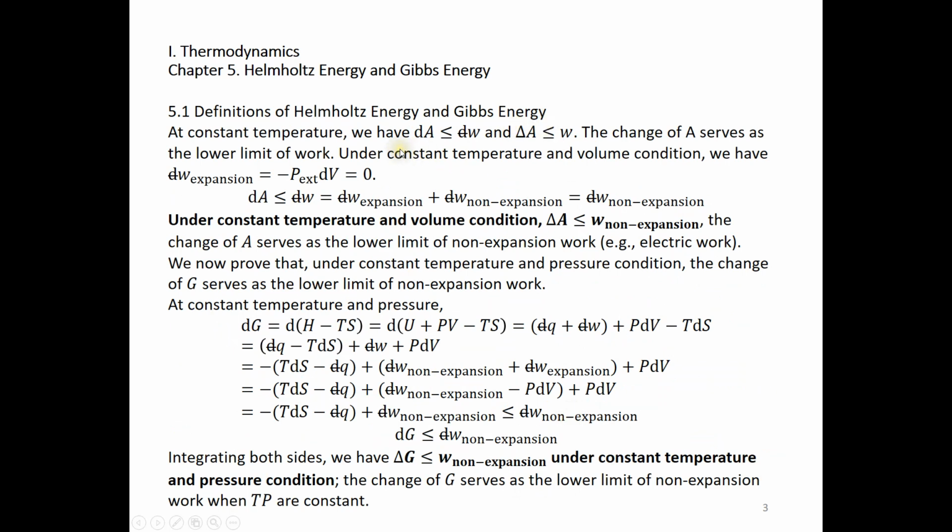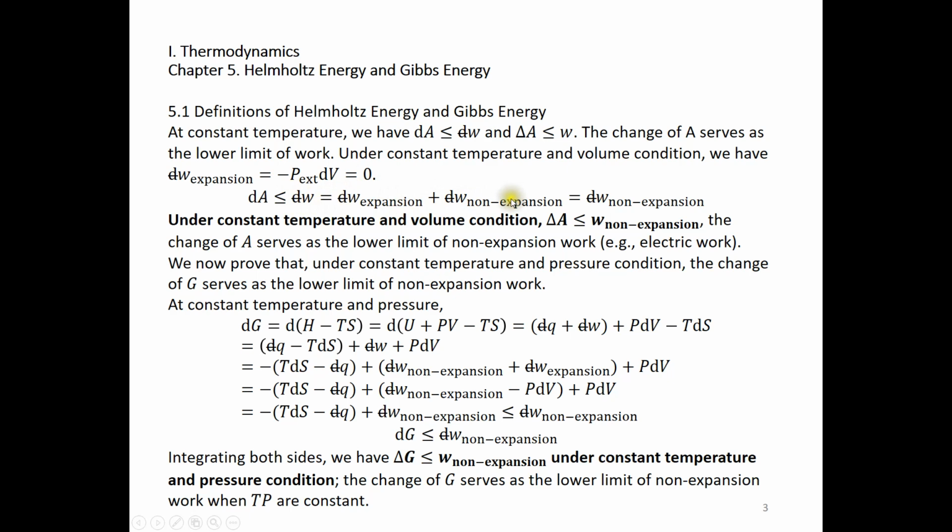At constant temperature, we have dA is less than or equal to dW, delta A is less than or equal to W. The change of A serves as the lower limit for work. Under constant temperature and volume condition, we have dW expansion equals 0, because when the volume is held constant, dV is 0, so dW expansion is simply 0. Now we just divide dW into two parts: expansion work and non-expansion work.